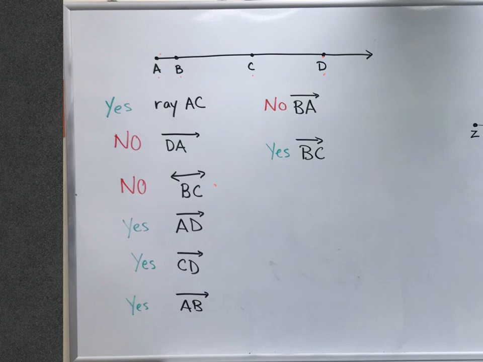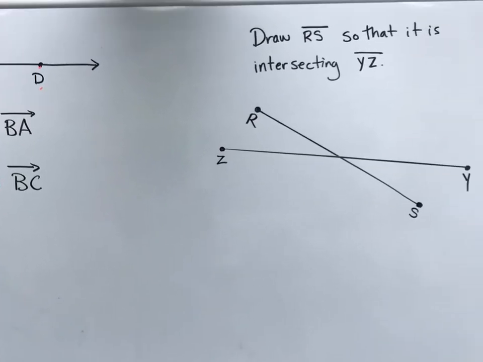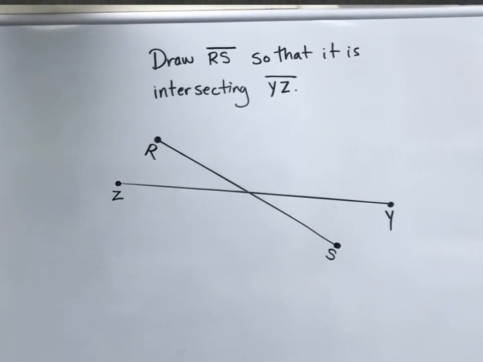All right, two more. Ray BA. If we were doing ray BA, B would be our endpoint and it would go on and on forever through A, which is not true. So that statement is false. Last one, ray BC. If B was our endpoint, it would go on and on forever through point C. So yes, that one is also true. So you can see that even though you have one item, you can name it in lots of different ways.